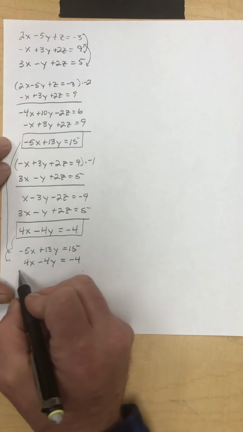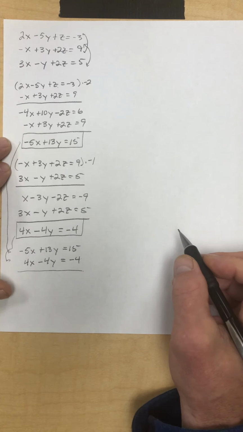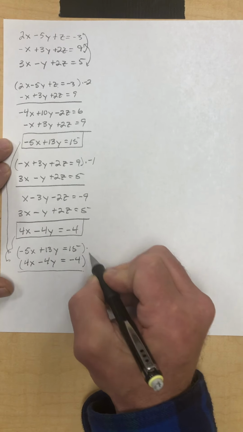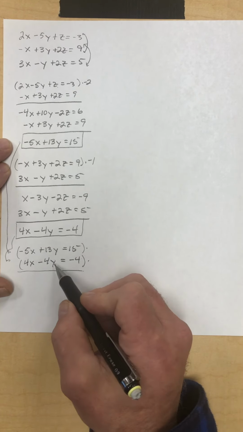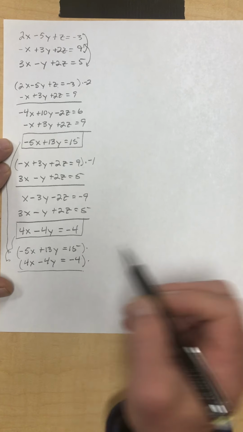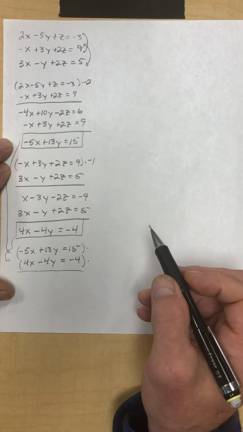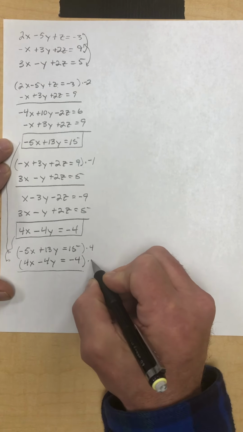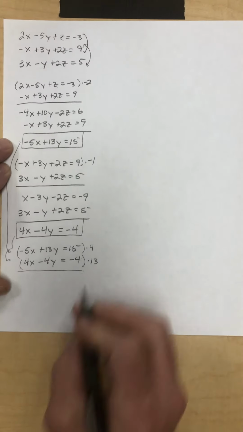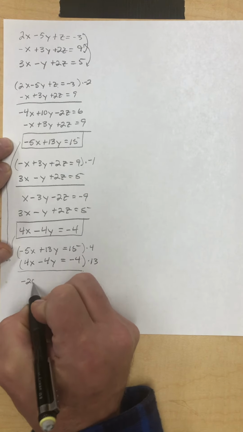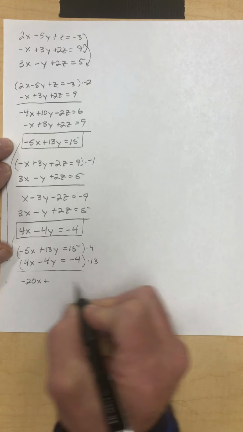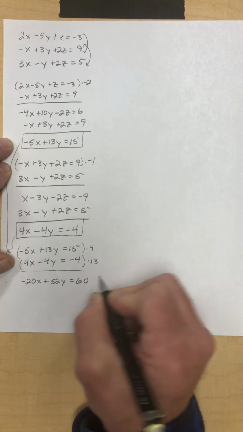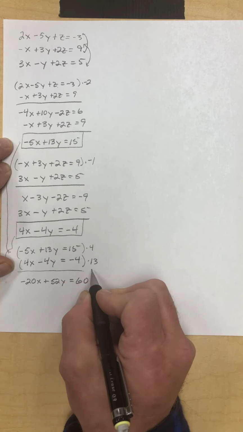Again, I like to get rid of the y first. You could get rid of the x; it's not going to make any difference. So if I'm going to get rid of the y, I'm looking for the smallest number that's divisible by 13 and 4, and that would be 13 times 4. So what's that, 52? So I have to multiply here by 4 and here by 13. So I get negative 20x plus 52y equals 60.